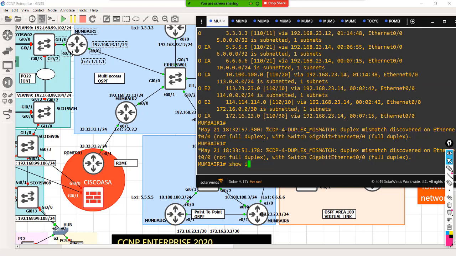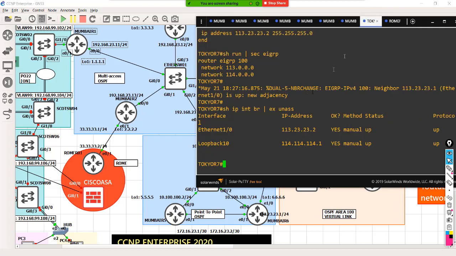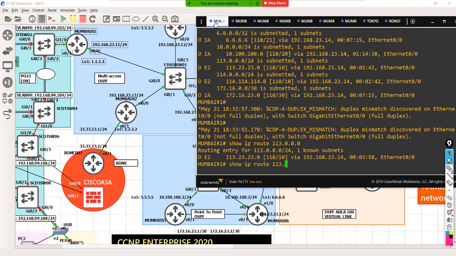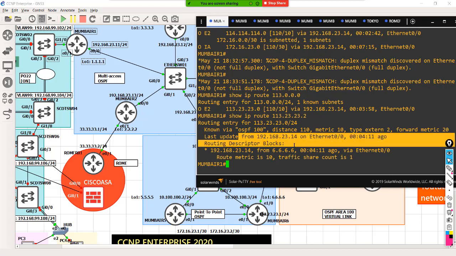So how can I double check? I can make use of show ip route. I can type this network, and it says it's learned over here. And let's say I go with the actual IP address, this IP address. From this output, it's going to show me the distance, the OSPF distance, this is the metric, this is the external tagging, the forward metric, and this is the last update.